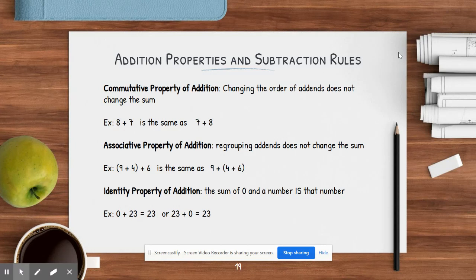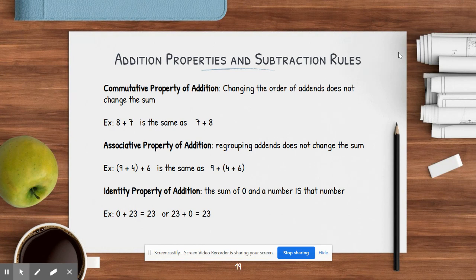Now, if I look at the other example, where I moved my parentheses to different numbers, I still have a 9, a 4, and a 6, but this time my 4 and my 6 are inside the parentheses. What am I going to get as my sum? 19. Still 19. It's not going to change. Why do you think it didn't change? Xander, why did the sum not change? Right, our add-ins didn't change, did they? The add-ins are the same.